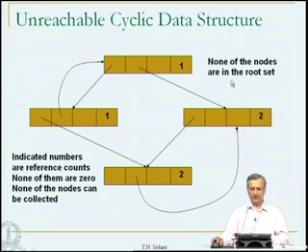None of the nodes are in the root set, but no programmer defined variable is pointing to any of these. Because of the cyclic nature of this particular data structure, none of these reference counts are 0, and therefore, none of the nodes can be garbage collected. So, this is the problem.